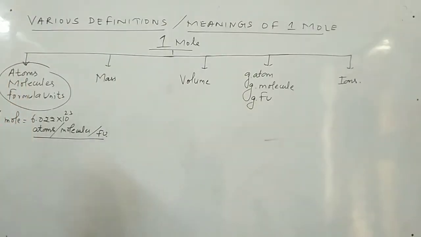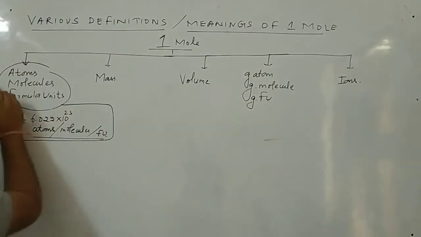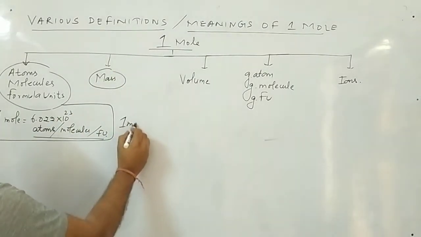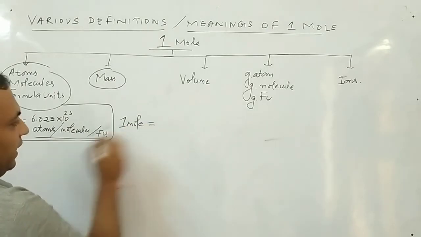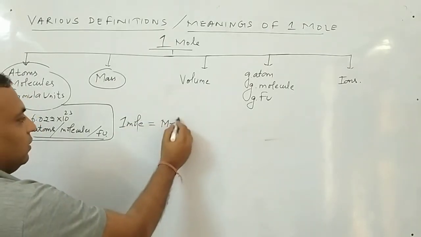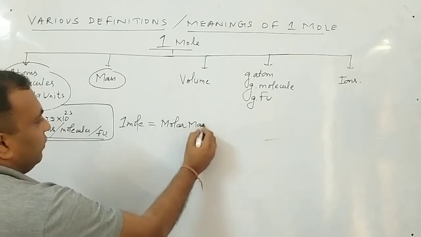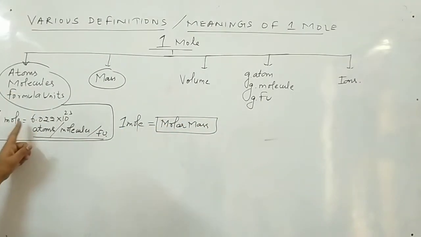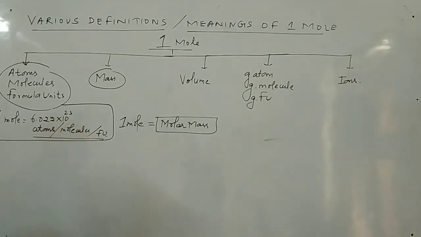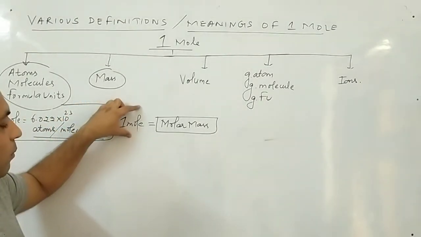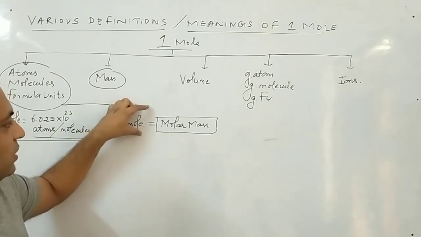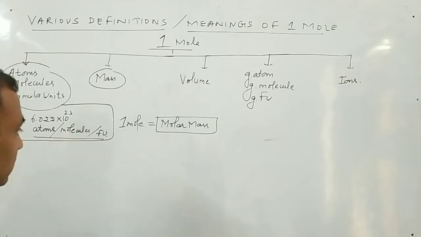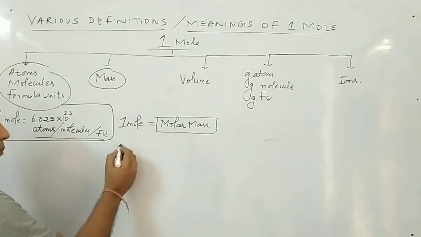Second, now come to the mass. Now listen. 1 mole has a mass that is said to be the molar mass. Just like in this case, 1 mole contains Avogadro number of atoms, molecules and formula units, similarly, 1 mole of a compound has the mass that is said to be the molar mass. Now how can I calculate the molar mass? We'll discuss this with the help of examples.